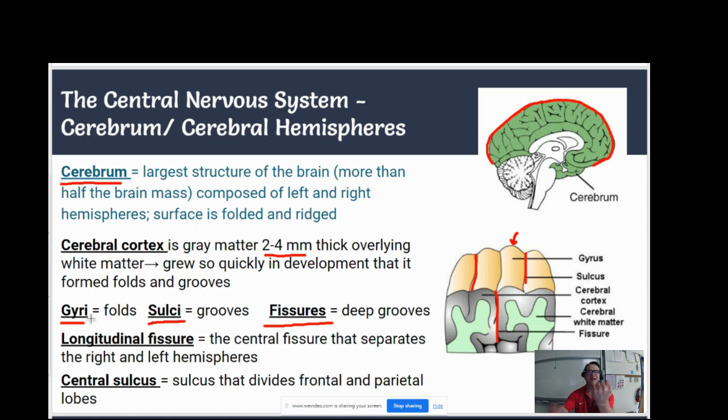So the gyri, those are the bumps. Sulcus, those are shallow grooves. And the very deep grooves are called fissures. And two of the ones you're going to need to know, the longitudinal fissure is just like a mid-sagittal cut. So it's going to be directly along the midline between the right cerebral hemisphere and the left cerebral hemisphere. There's going to be a long longitudinal fissure there. And there's going to be a central sulcus. You'll definitely need to know that. It's a shallow groove that's going to separate the frontal lobe of the brain from the parietal lobe. And we'll go over that here in a little bit.